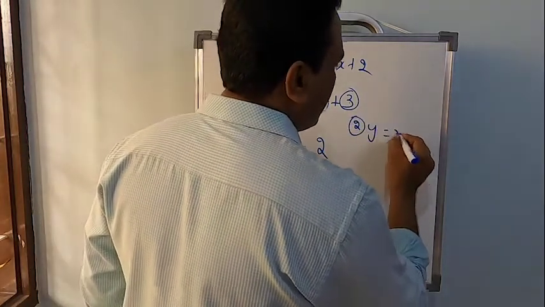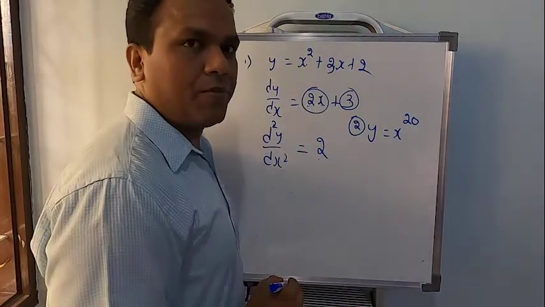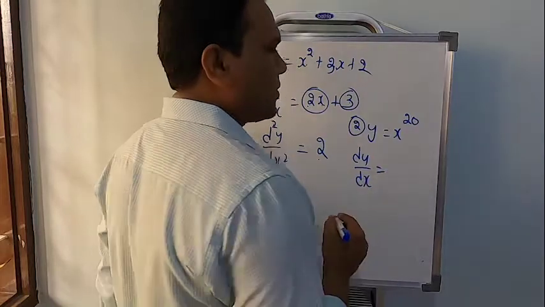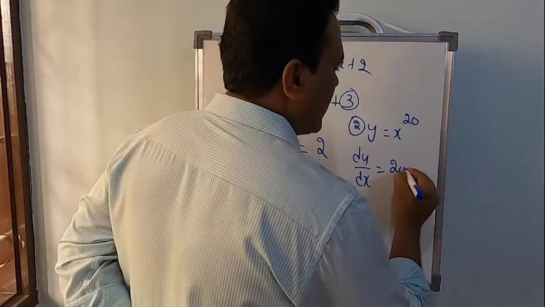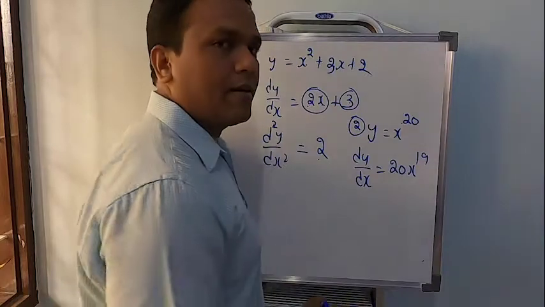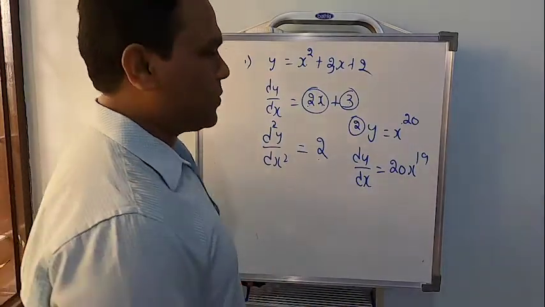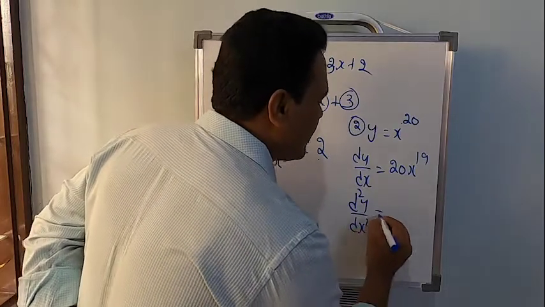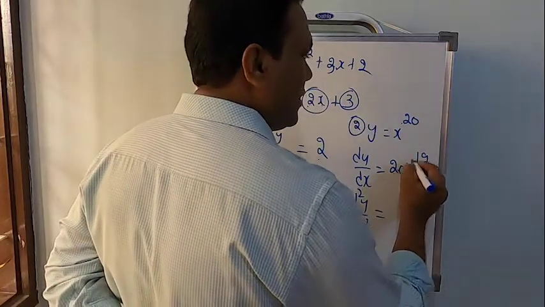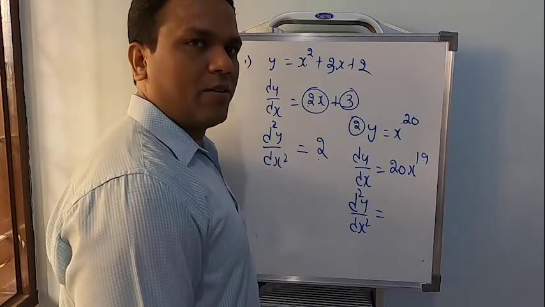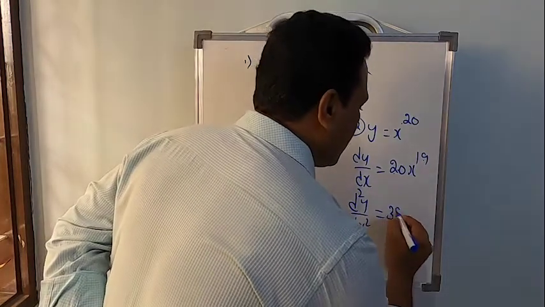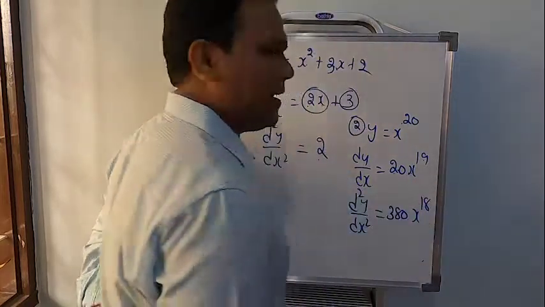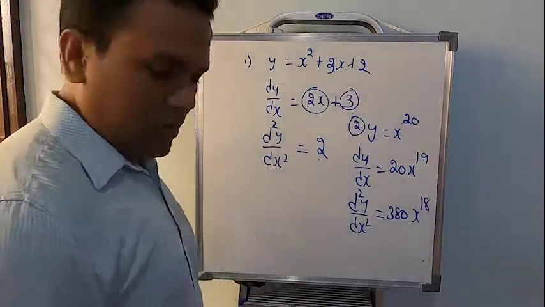So let's consider y is equal to x power 20. First time differentiate dy by dx, and differentiation of this will be 20 into x to the power 19, n into x to the power n minus 1. Now if I differentiate for the second time, the symbol will be d square y by dx square. Differentiation of this will be 20 multiplied by 19. 20 multiplied by 19 will be 380 multiplied by x to the power 18. Now let's have the next one.